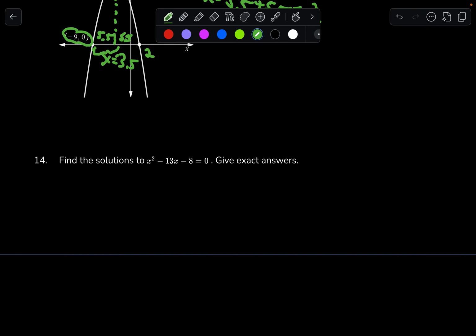All right? Now, lastly, find the solutions to x squared minus 13x minus 8. Well, my first thought is try factoring, because I always think factoring is the easiest. What multiplies to negative 8 and adds up to negative 13? There are no numbers that work, so it's not factorable. Okay, you can't do this. The other option is the quadratic formula.